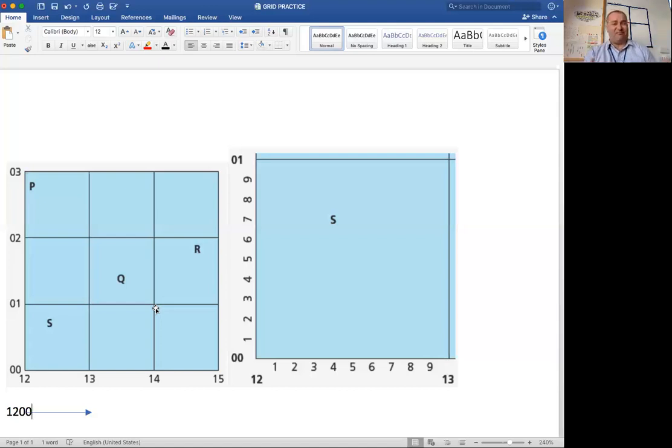I would say for me, it took literally about 5 minutes, but I would say spend no more than 15 to 20 minutes on this. That way you can move on to the more difficult one, which is right here, and that is going to give us the 6-figure grid.